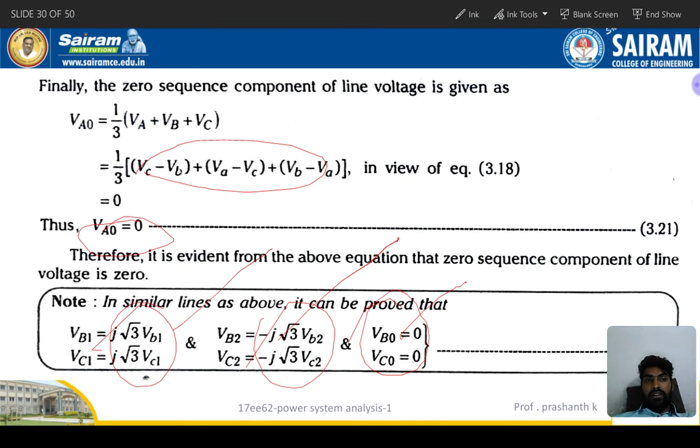All the values cancel each other, so VA naught is equal to this value. Therefore, it is evident from the above equation that the zero sequence component of line voltages is 0. So finally, we summarize: the positive sequence component is j root 3 times the phase component, the negative sequence component is minus j root 3 VA2, and the zero sequence components VB naught and VC naught are 0. From the derivation, just remember these values.